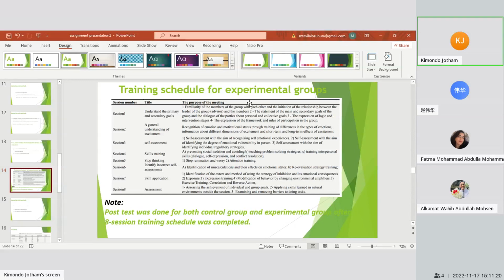No, they took it for 1 hour. This training was done only for 1 hour. Then they waited for 1 week to perform the post-test. Yes, I can show you from the paper. Can I show you from the paper? Yes. I think there are a lot of sessions and a lot of activities for the training. How can they finish it in 1 hour?